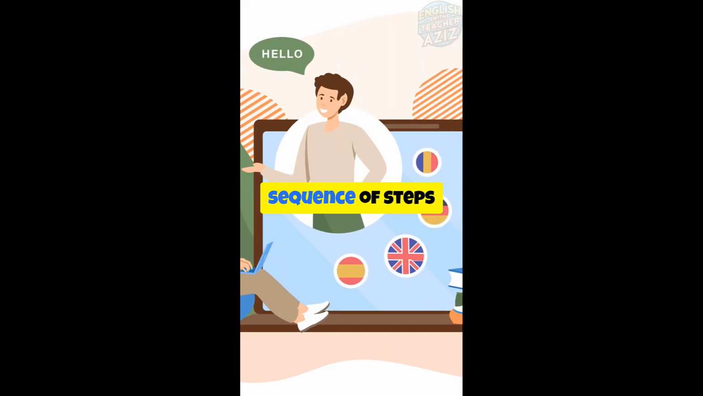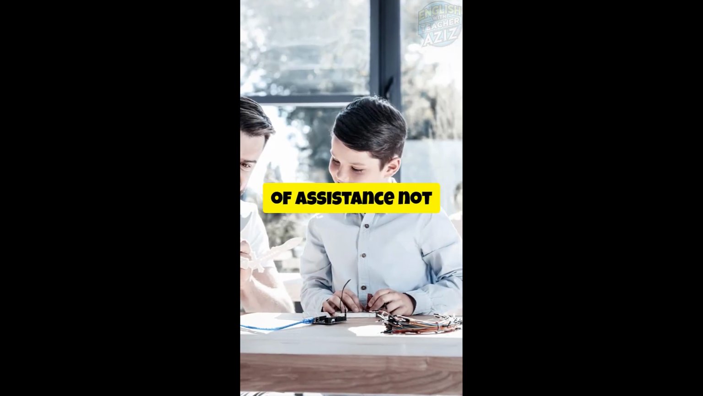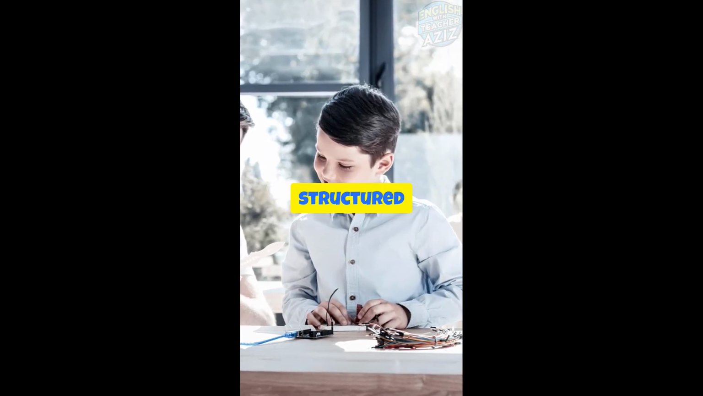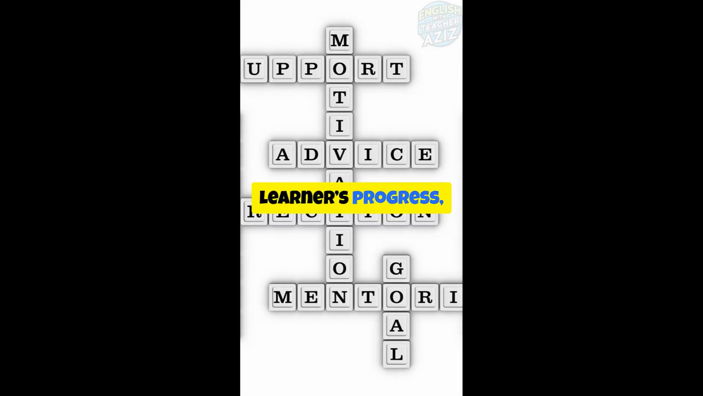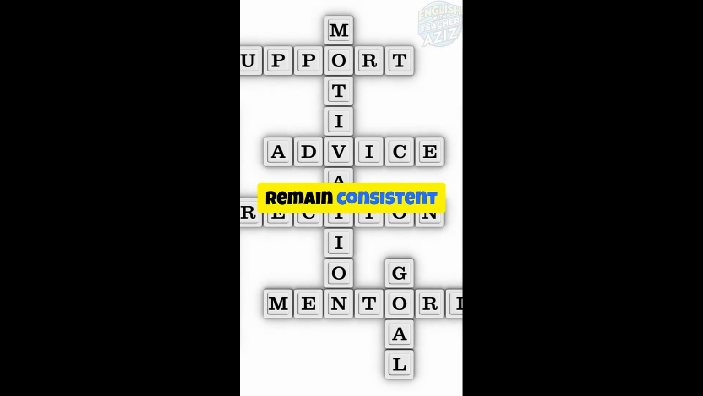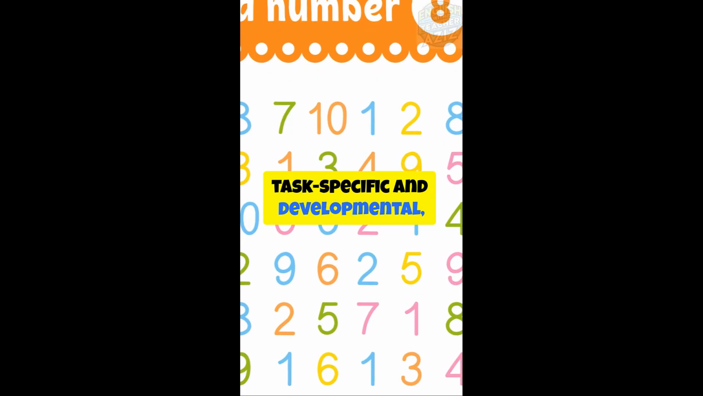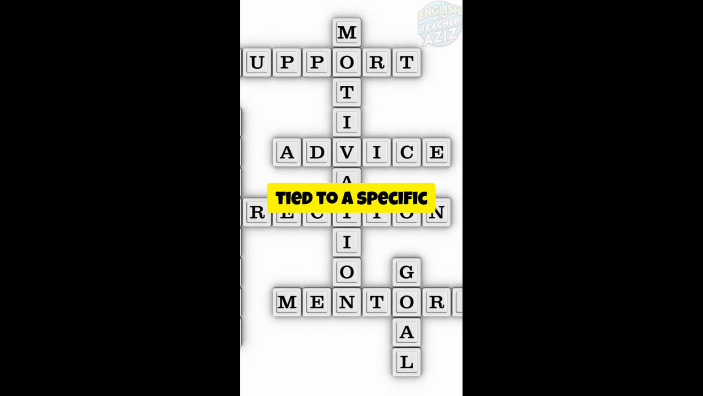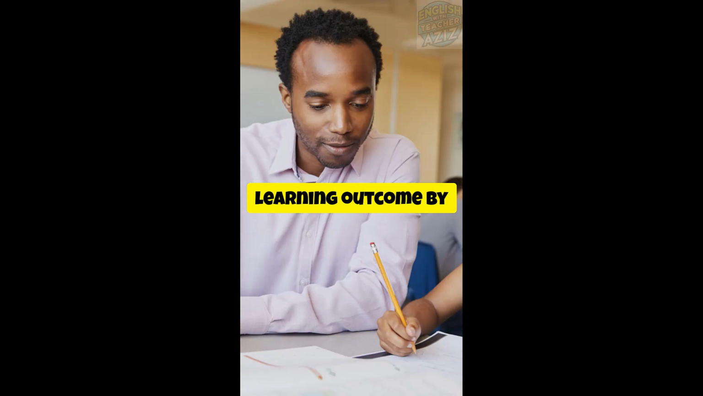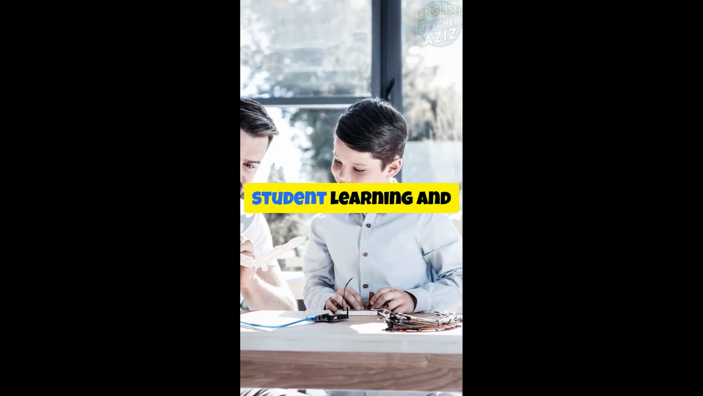Scaffolding involves a specific sequence of steps tailored to the learning task, whereas support can include a wide range of assistance, not necessarily structured. Scaffolding is adjusted based on the learner's progress, while support can remain consistent. Scaffolding is task-specific and developmental, while support can address broader needs and is not always tied to a specific learning outcome. By understanding these differences, educators can more effectively employ both scaffolding and support to enhance student learning and development.